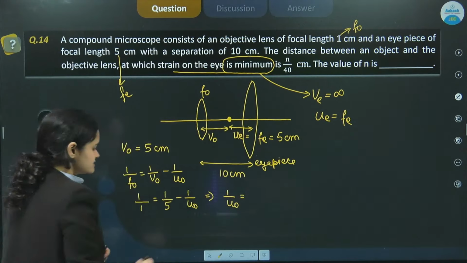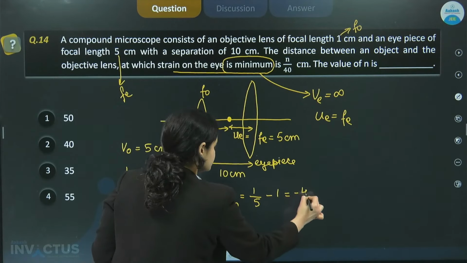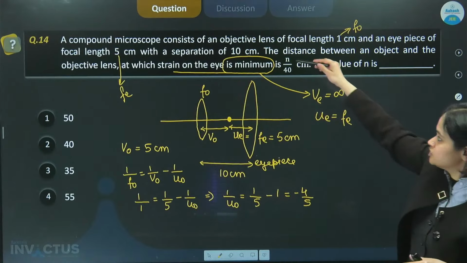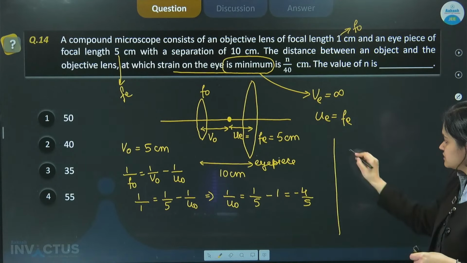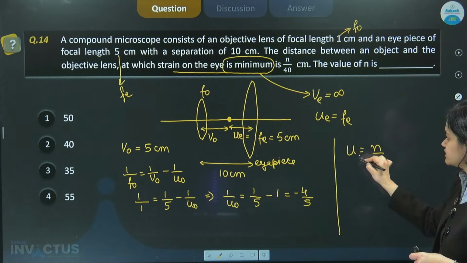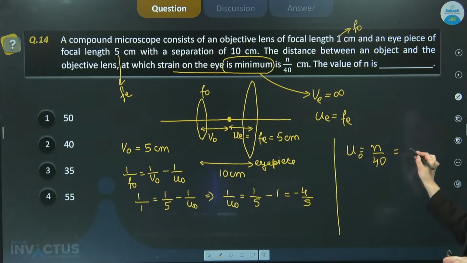Alright, this is turning out to be 1 by 5 minus 1 minus 4 by 5. Alright, so now देखो हमें दिया हुआ है यहाँ पे U का magnitude दिया हुआ है. So U का magnitude is given as n by 40. U naught का magnitude is n by 40 and this is coming out to be, इसका magnitude आ रहा है 5 by 4. ठीक है?